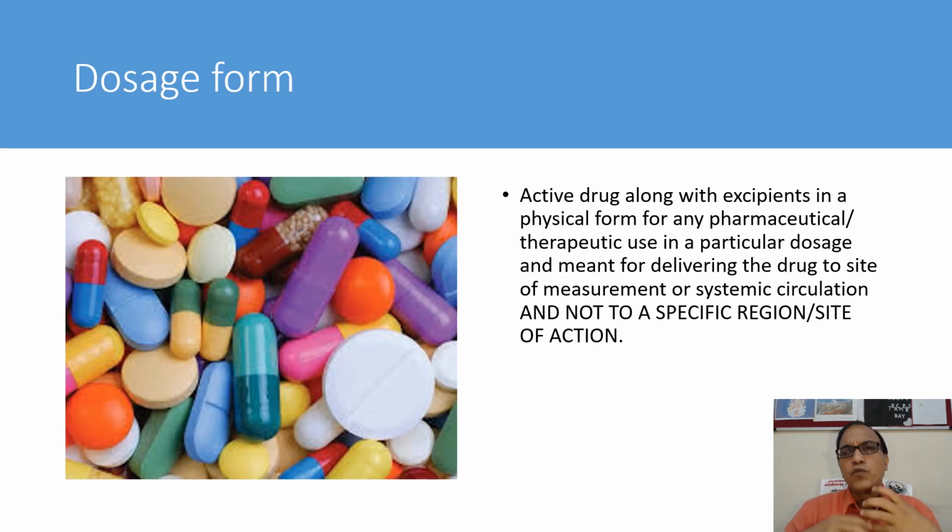Now let us move to the dosage form. Active drug along with excipients in a physical form for any pharmaceutical or therapeutic use in a particular dosage and meant for delivering the drug to site of measurement or systemic circulation and not to a specific region or site of action. Got my point? And remember these uppercase letters. These are the things which are making them different from the entities. Okay, we will be also reminding you in the coming slides.